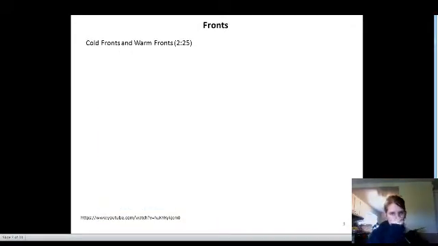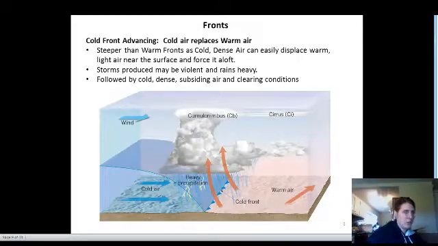A cold front advancing is where cold air replaces warm air. They're much steeper than warm fronts because the cold, dense air can easily displace the warm air. It's coming in and moving under that warm air and pushing it up, which is much easier to do.